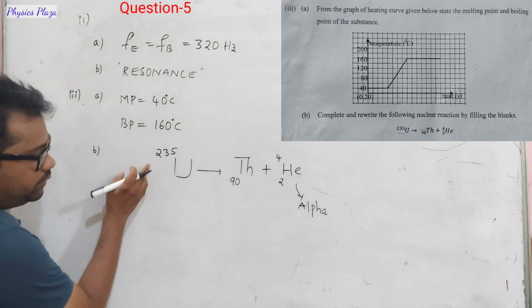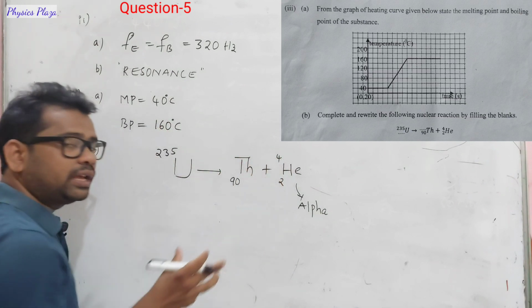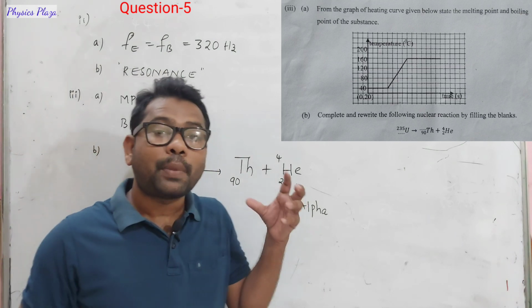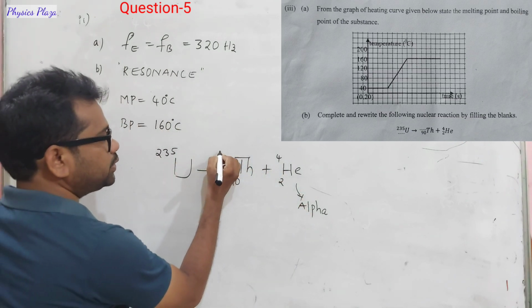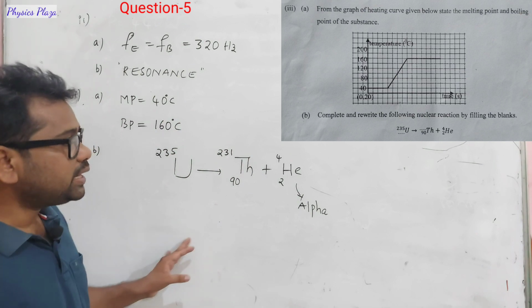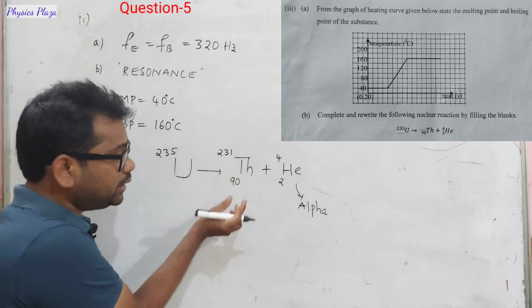So here, right side, if left side you consider 235, so here 4 is left. Children, even in alpha decay we all know that whenever an alpha particle is emitted, mass number is reduced by 4. Here 235 means it must be 231. That is fine. Whereas atomic number is decreased by 2. Children, after decrement it is 90.